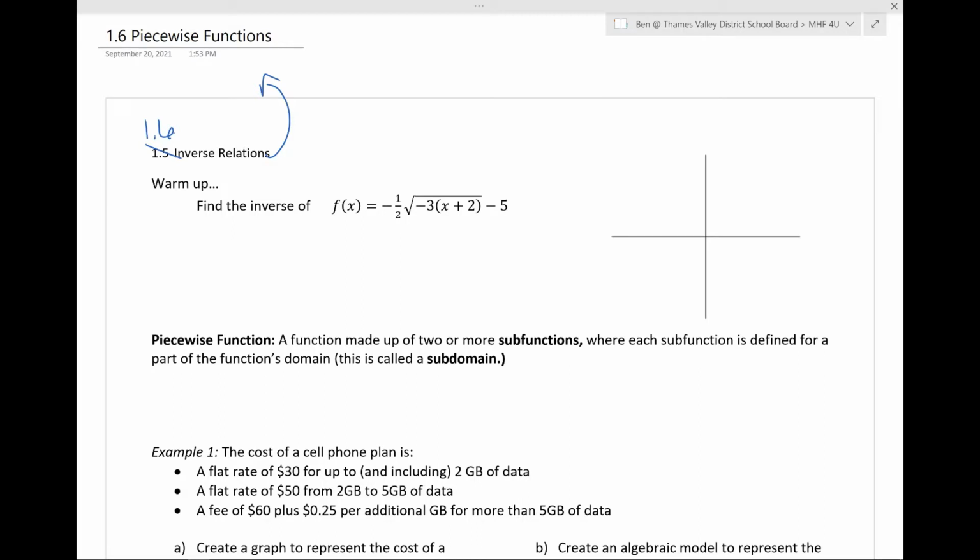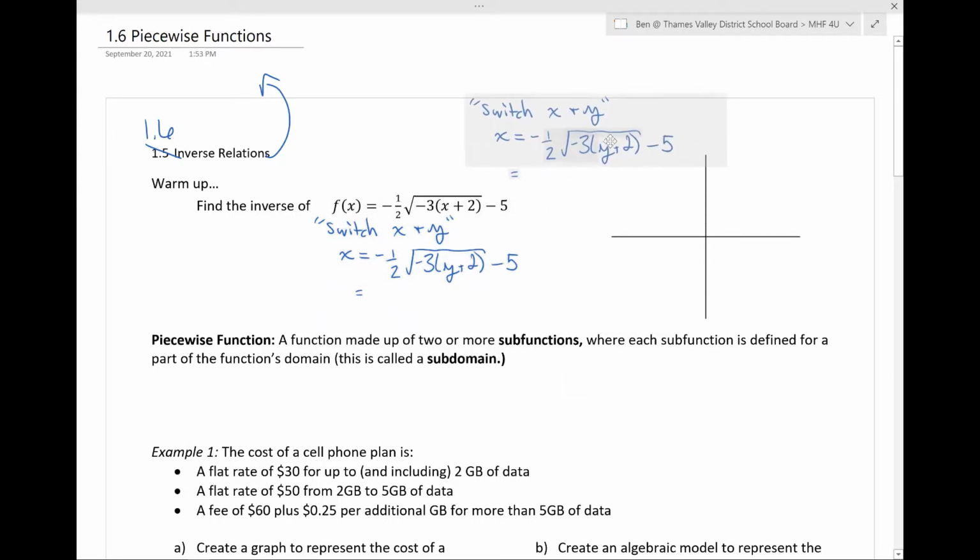So we'll warm up here, and we'll try and find the inverse, just like from section 1.5. The inverse of f at x, if f at x here is a transformed radical function. Okay, so when we're finding the inverse, the first thing we always do is we write out, and again, we must write this out, we switch x and y. X and y, good. Now we have here x equals -1/2 times the square root of -3 times y plus 2 minus 5. Good. I should have left a little bit more space here, but I did not, and that's okay.